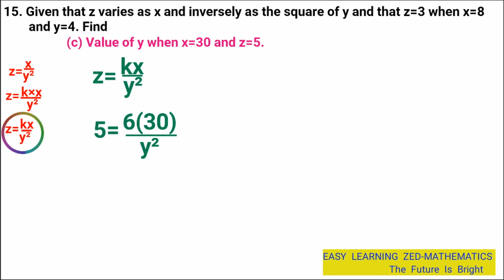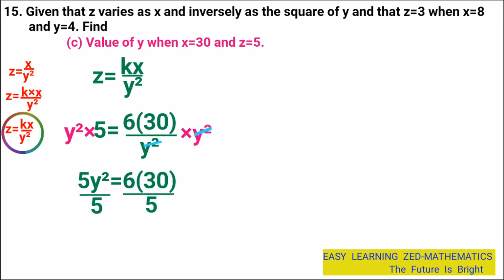Then what we're going to do here now, we're going to get rid of the fraction. That means I'm going to multiply both sides by y squared. So y squared times 5 will give us 5y squared, which is equal to, then this side y squared down and y squared on top, they will cancel each other, leaving us with the 6 multiplied by 30. Once we do this, then I'm going to divide both sides by 5, so that I remain with y squared on the left side of the equal sign.